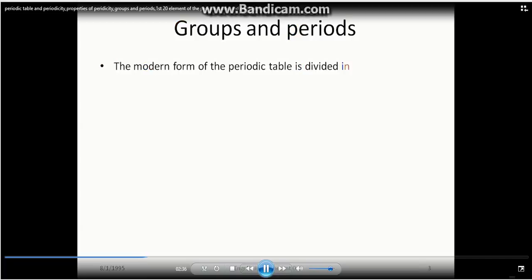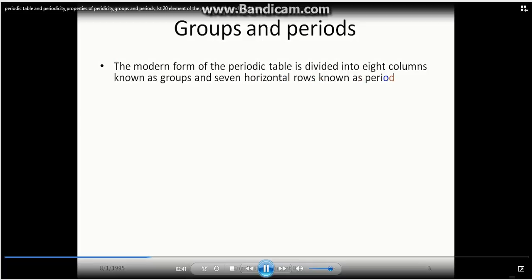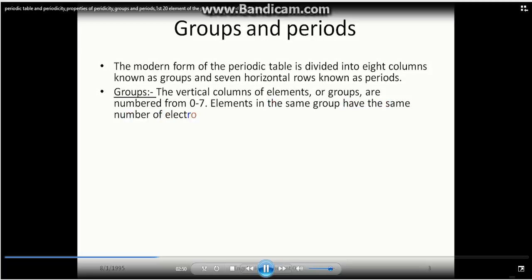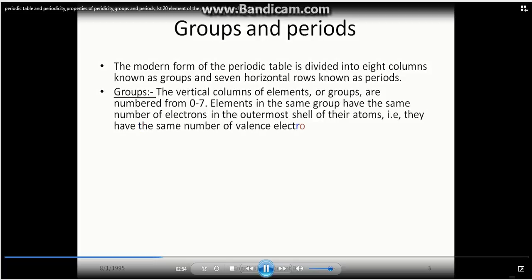Groups and periods. The modern form of the periodic table is divided into 8 columns, known as groups, and 7 horizontal rows, known as periods. Groups. The vertical columns of elements, or groups, are numbered from 0 to 7. Elements in the same group have the same number of electrons in the outermost shell of their atoms. That is, they have the same number of valence electrons.